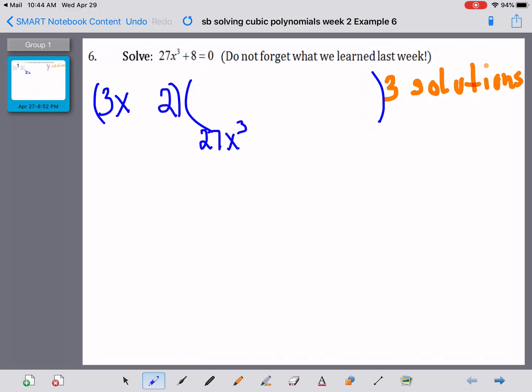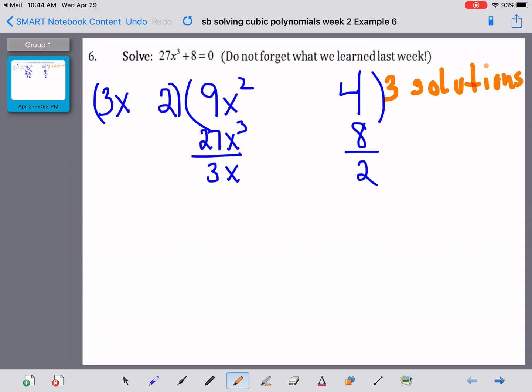27x cubed divided by 3x. And 27 divided by 3 is 9. X cubed divided by x: we had 3 x's, we took out 1, we've got 2. In this spot, 8 divided by 2 is 4. And the last part here is going to be taking this times this and multiplying them together. And 3x times 2 is 6x.